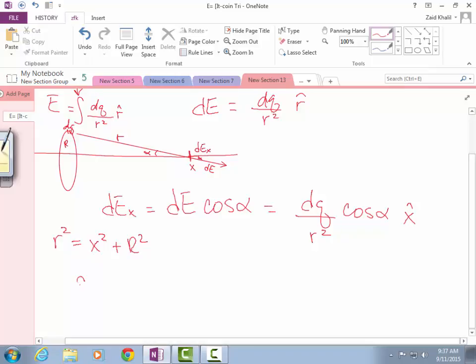So what do we have here? Now dq, before I do this, what is the cosine of alpha equal to? It's equal to x over little r, right? Which is equal to x over the square root of x squared plus R squared.